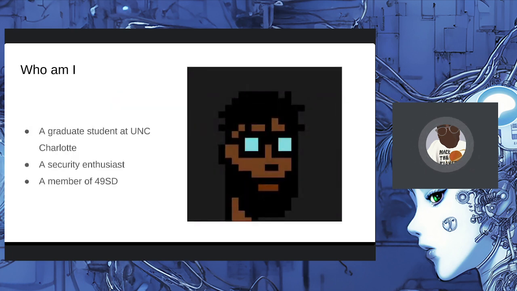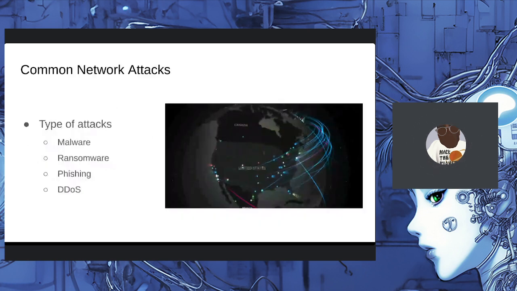So, who am I? I'm a graduate student at UNC Charlotte. I'm a security enthusiast, and I'm also a member of the 49 Security Division. Because I'm a graduate student, a lot of my presentation is going to be a little bit forward thinking, research based. So, I think it should be interesting for you guys.